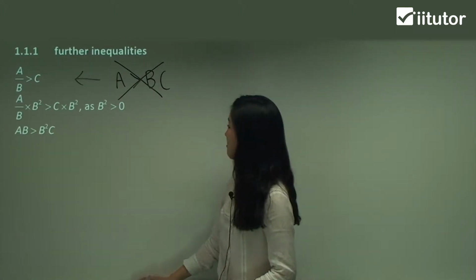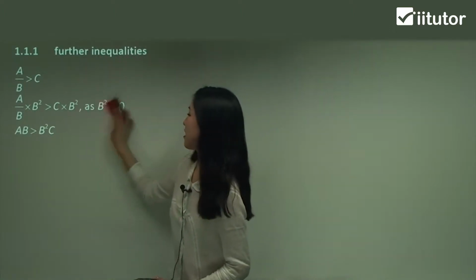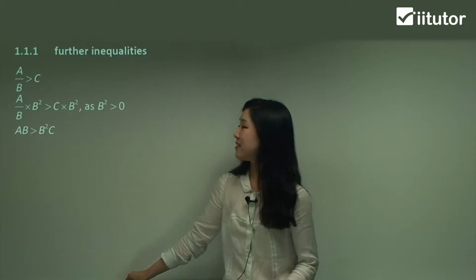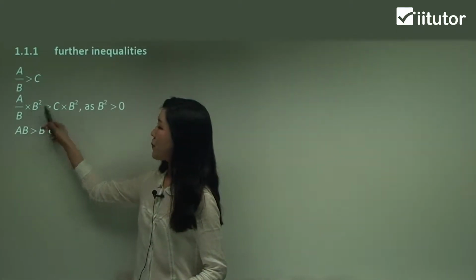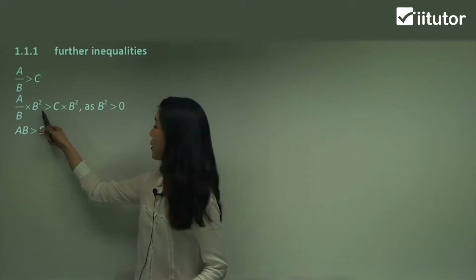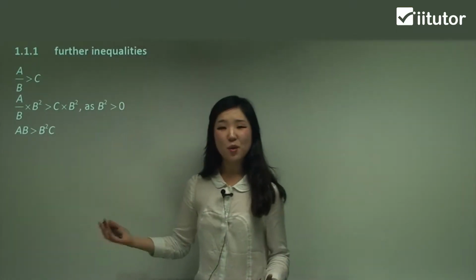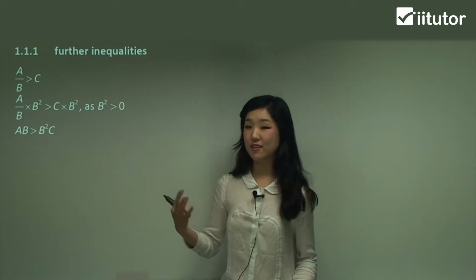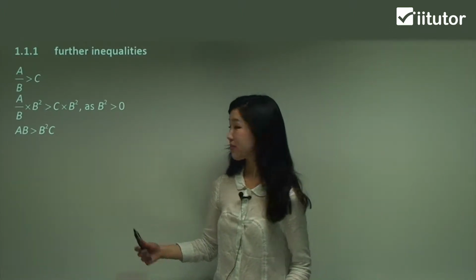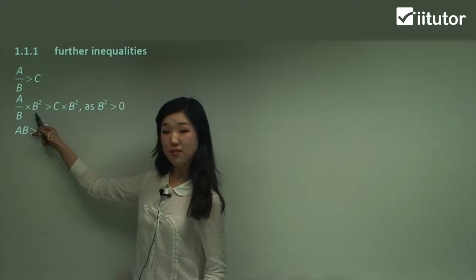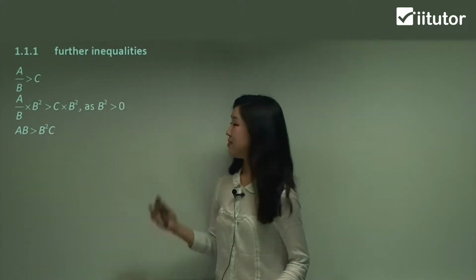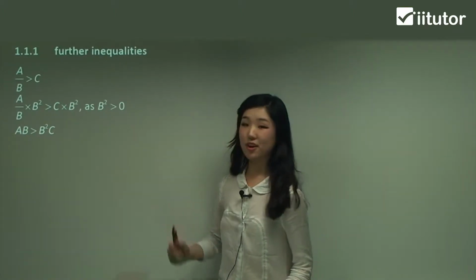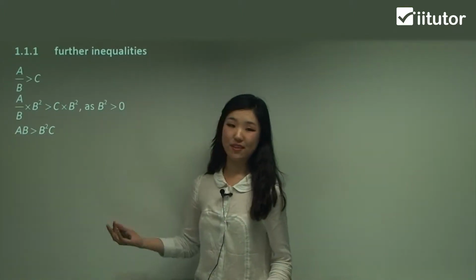So I'll rub this off because it's incorrect, and I'll show you a different way to solve those kinds of inequalities in a more accurate way. Now what I'm going to do is multiply both sides by not B, but B squared. Because we all know that anything squared is going to be positive, isn't it? So multiplying both sides by a positive number B squared is definitely okay to do.